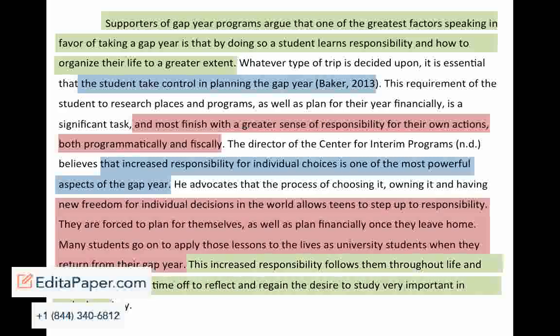We end with our concluding sentence, which will parallel our introduction sentence to the paragraph, but won't repeat exactly word for word, right? This increased responsibility follows them throughout life and makes taking some time off to reflect and regain the desire to study very important in today's society. And you'll notice here that paragraph 2 will talk more about what this desire to study is, and so it acts more of a transition for the reader in giving them a little tidbit of information that they're going to see in the following paragraph.